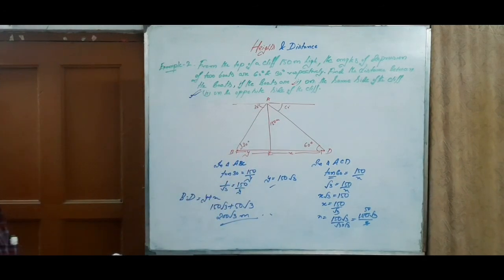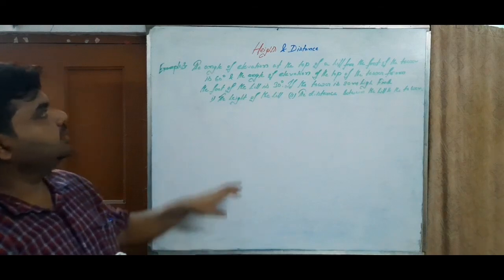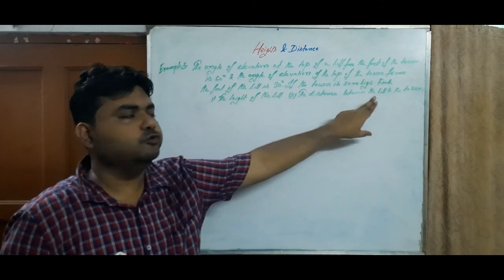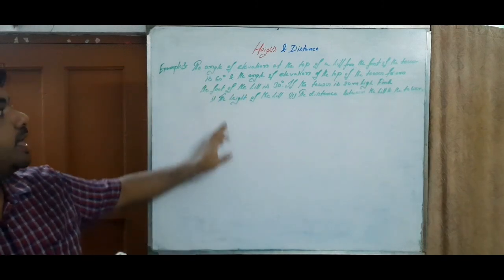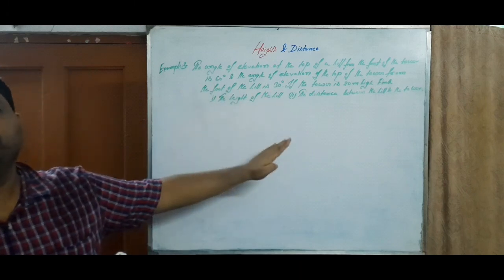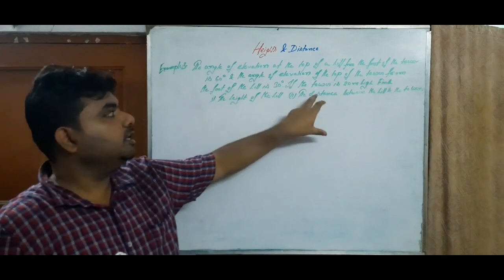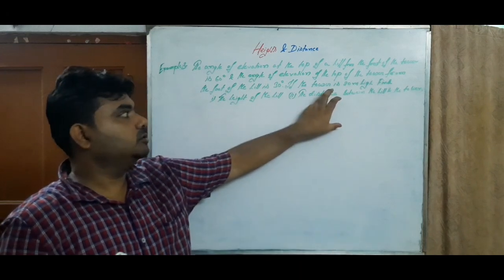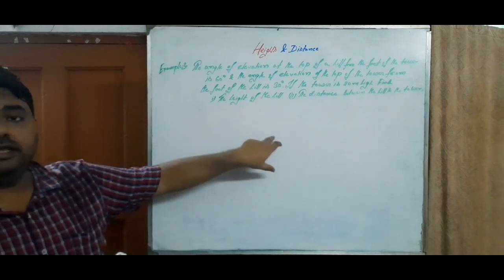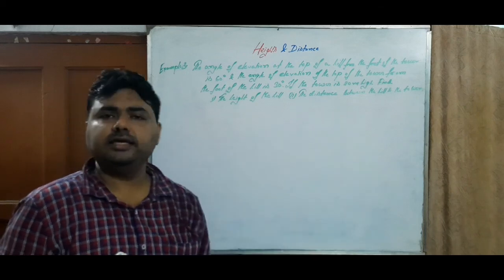Okay, so in this example it is said that the angle of elevation of the top of a hill from the foot of the tower is 60 degree, and the angle of elevation of the top of the tower from the foot of the hill is 30 degree. If the tower is 20 meter high, find the height of the hill and the distance between the hill and the tower.